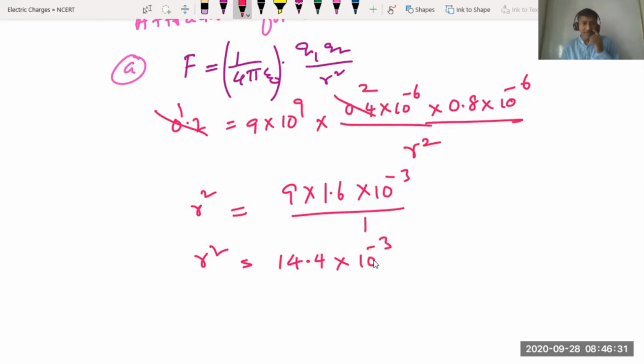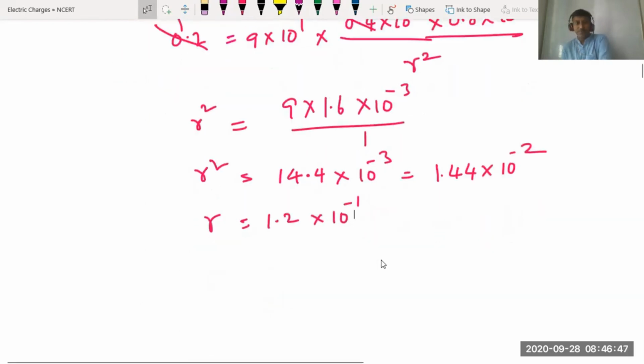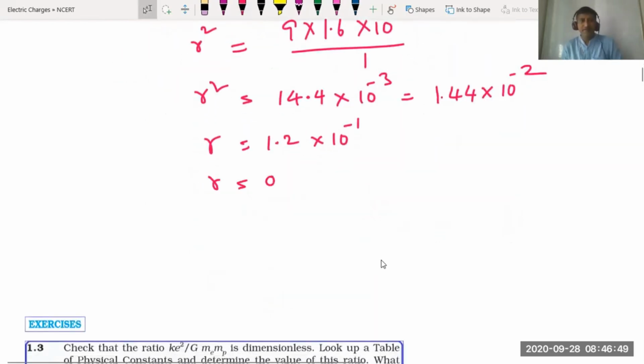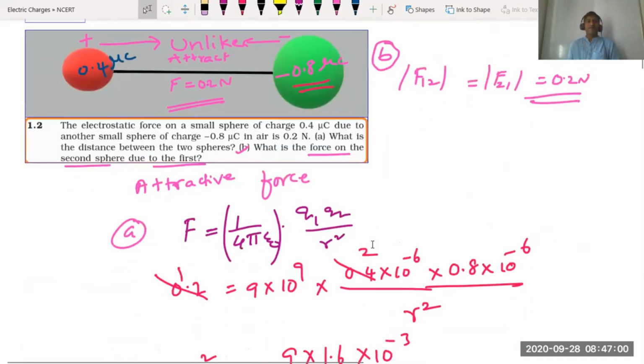So if I write for the next one, this means 1.44 into 10 power minus 2. So r is nothing but, 12 twelves are 144, so this can be written as 1.2 into 10 power minus 1. So r is equal to 0.12 meters. With this separation, two charged bodies are there. Right? So here you see, for both bits we have answered. What is the separation? For that, we have given 0.12 meters.